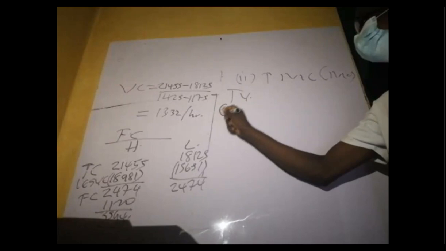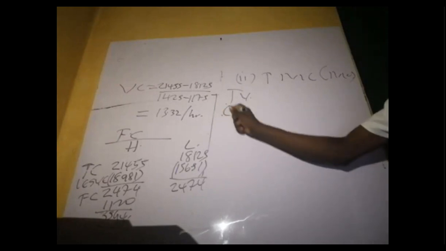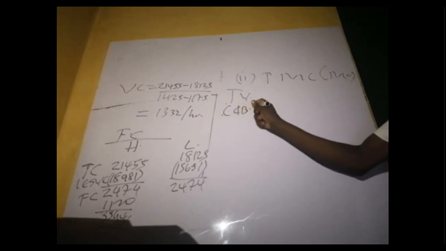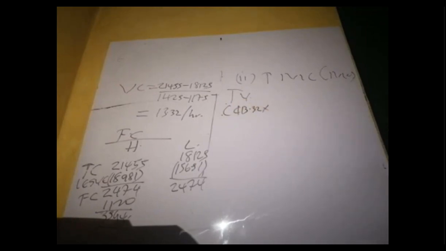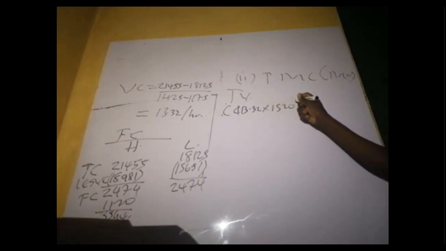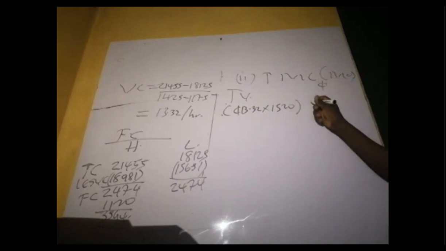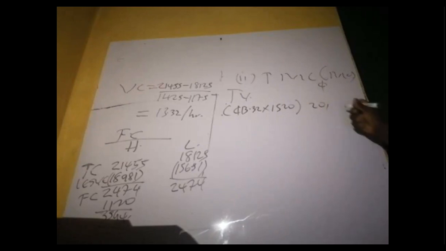Then we multiply it by the activity level. The variable cost will be Ghana cedi 13.32 times the activity level of 1,520 hours. And that gives us 20,246.4.